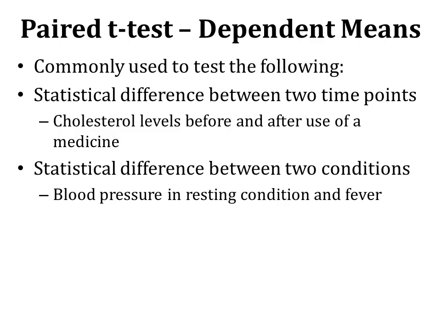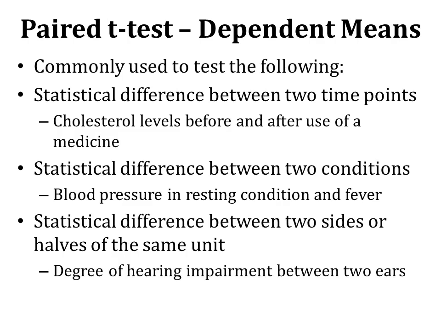Again, these are paired observations taken from the same group of individuals. And these are repeated observations because they are taken at 2 different times, under 2 different conditions. And then the paired t-test is also applicable when we want to know the statistical difference between 2 sides or halves of the same unit.